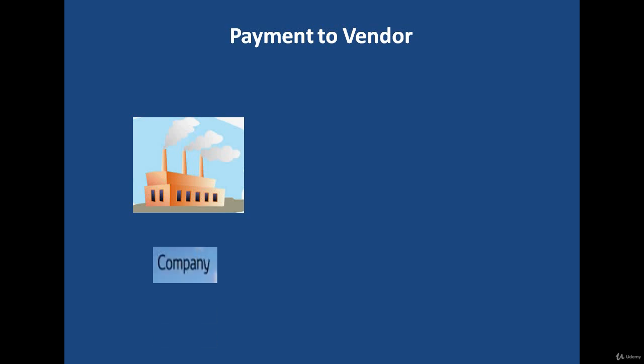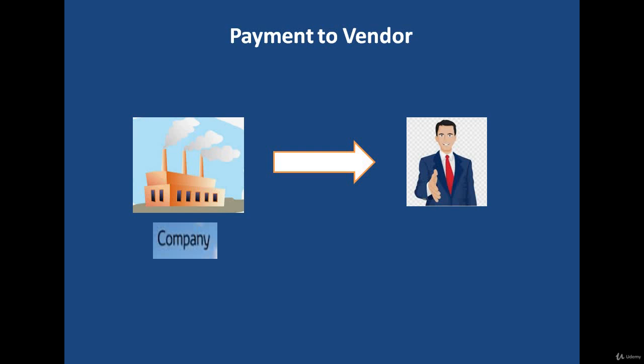Now the company finds the vendor invoice as the right one, and after this step it recommends the invoice for payment to the accounting team, which is called payment to vendor. Here the company or the accounting team makes payment to the vendor for the supply of the raw materials. So this is the normal standard procure to pay cycle which is followed in regular business overall.